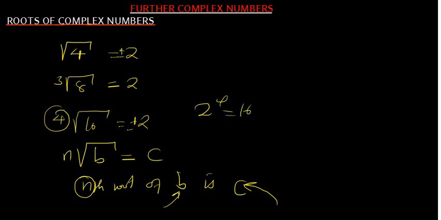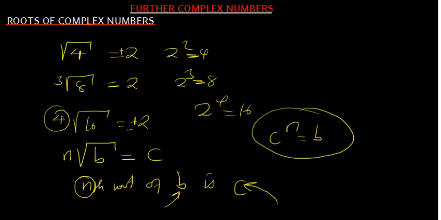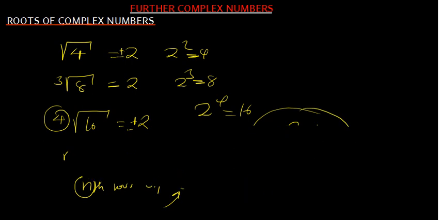If the third root of 8 gives you 2, then 2 to the power 3 is supposed to give you 8. If the second root or the square root of 4 gives you 2, then 2 to the power 2 is supposed to give you 4. So if the nth root of b gives you c, then c to the power n is supposed to give you b. So this is important to understand.